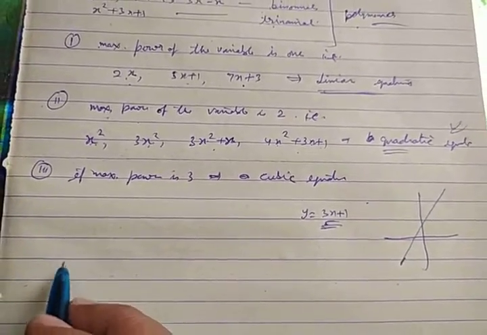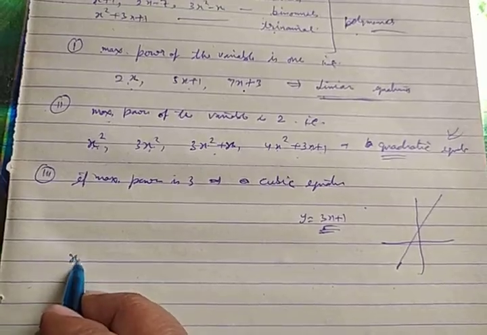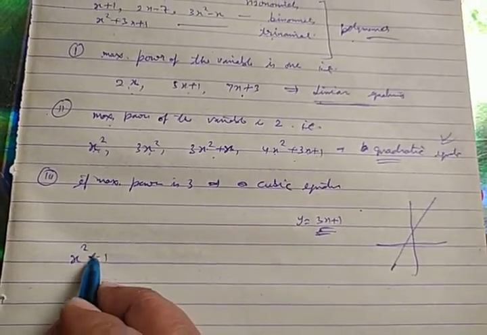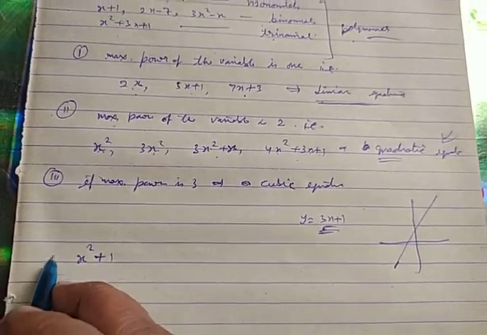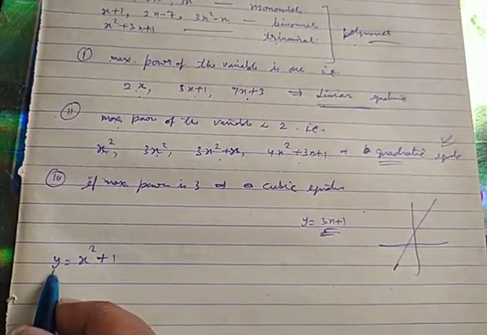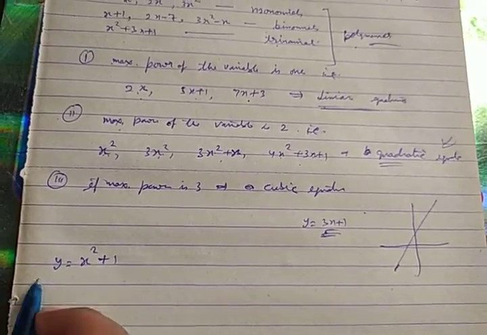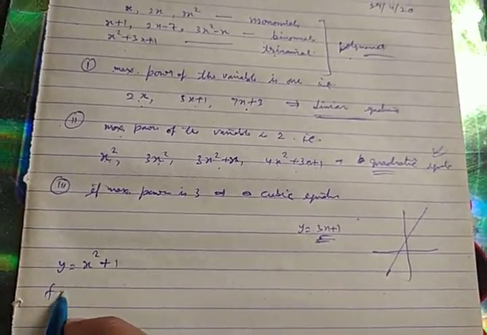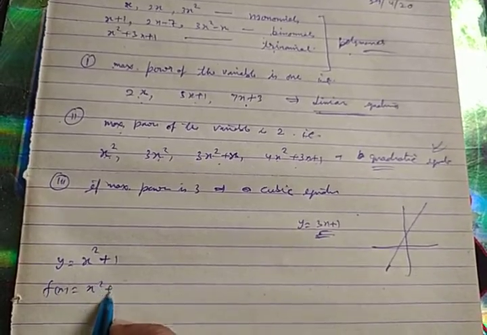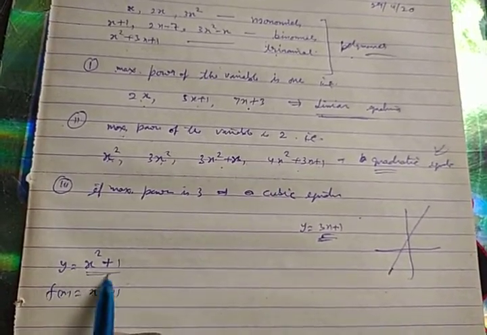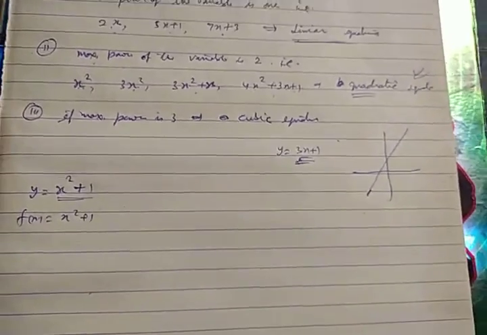In the case of quadratic, let us take the example of x square plus 1. Suppose y is equal to this. This also can be expressed as f(x) is equal to x square plus 1. Your expression is this much. Let us draw the graph for the sake of understanding.